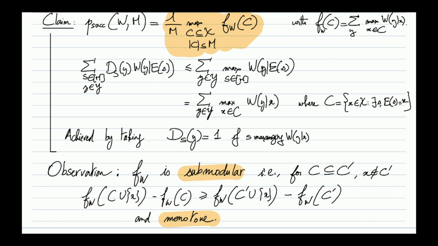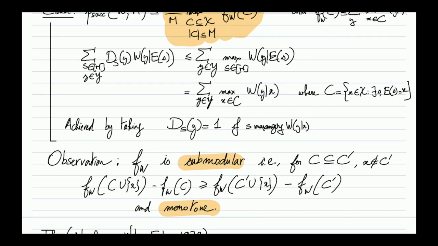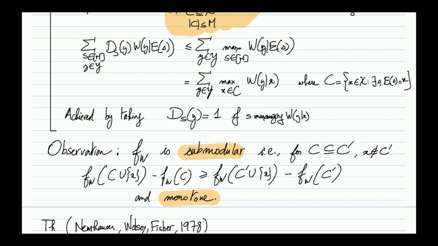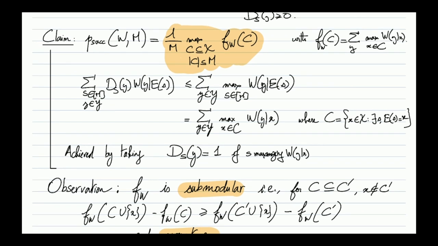A function on subsets is called submodular if it has this diminishing returns property. If I take two sets, one is included in the other, and I start adding an x to one of these sets, I can see what I gain by including this extra person. For C, when I add x to C, I get f of C union x minus f of C. This is what I gain. And I can look at what happens when I add it to C prime. The submodularity property is saying that for a smaller set, I gain more by adding x than if my set was already large. This function is also a monotone function, FW. If I add more elements to C, then it obviously increases.